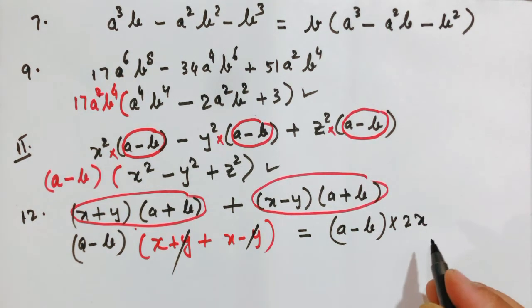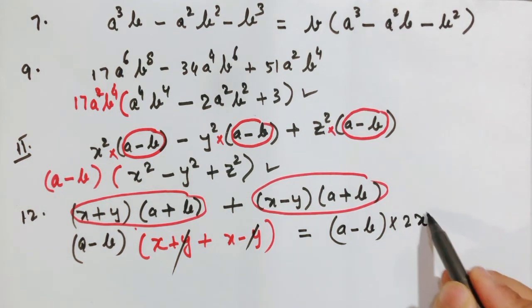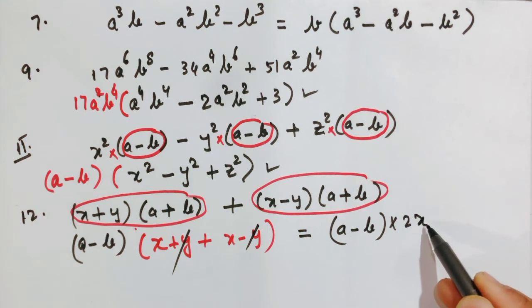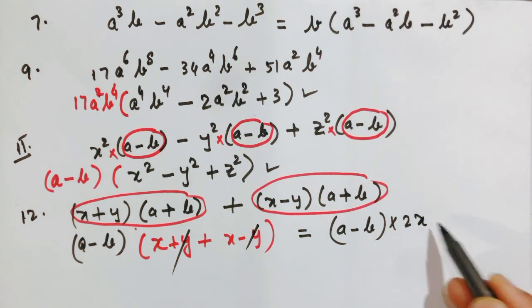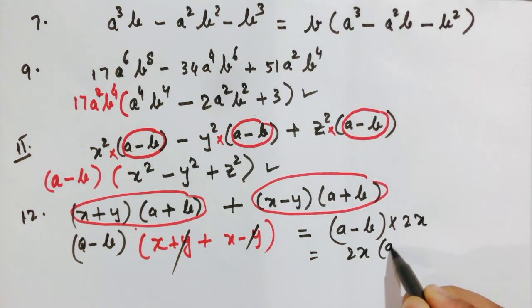In the answer, the single monomial is generally written first. The number along with its algebraic term is written at first. So we shall write this as 2x multiplied by a minus b.